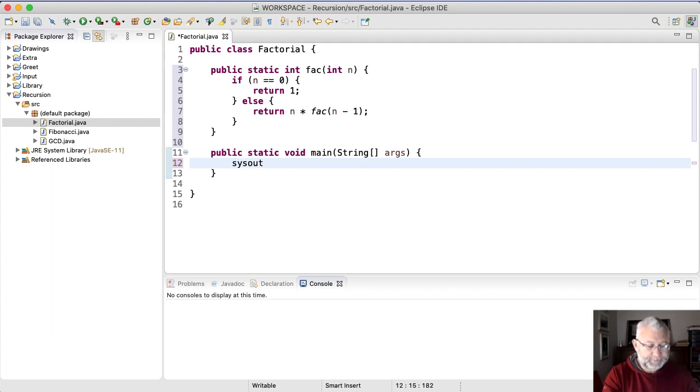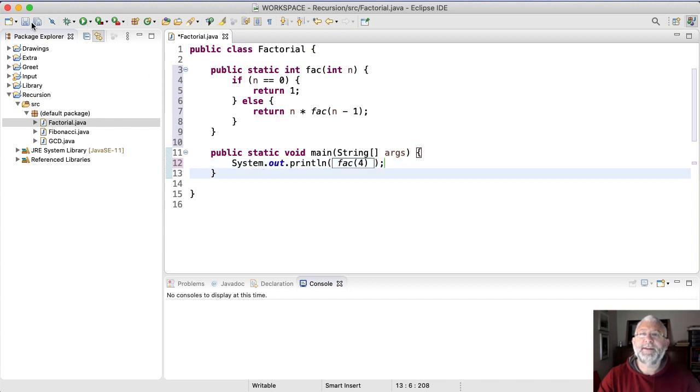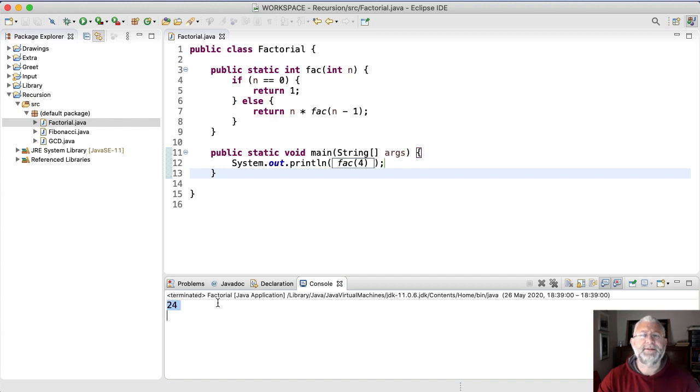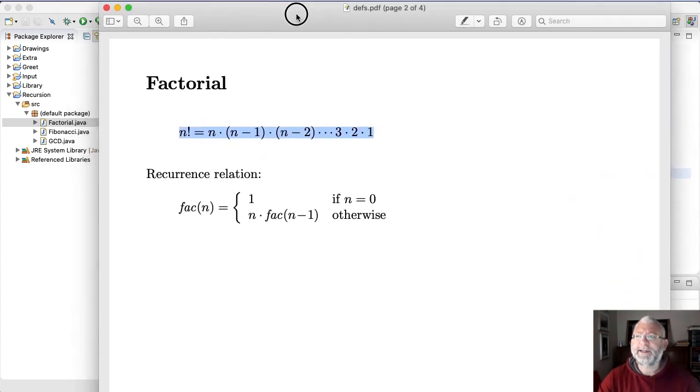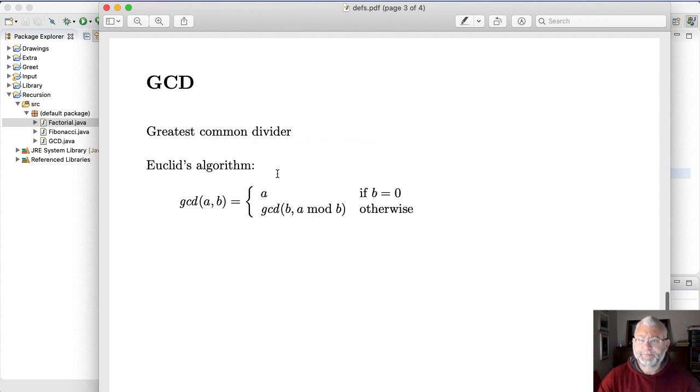Let's see. Factorial of 4. So that's 4 times 3 is 12, times 2 is 24, times 1 is 24. So we expect this to display 24. And if we save and run it, we see it prints 24. Okay, so I just straightforwardly translated the definition I was given.